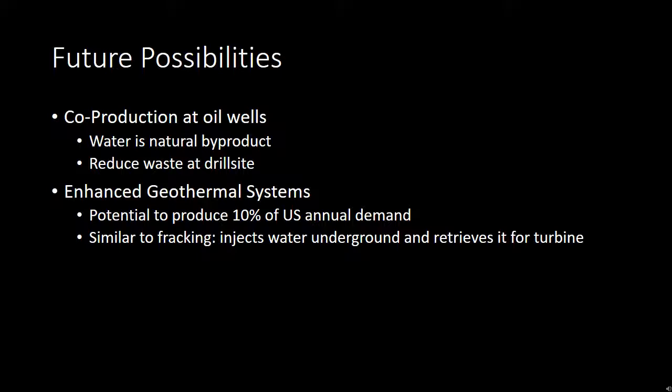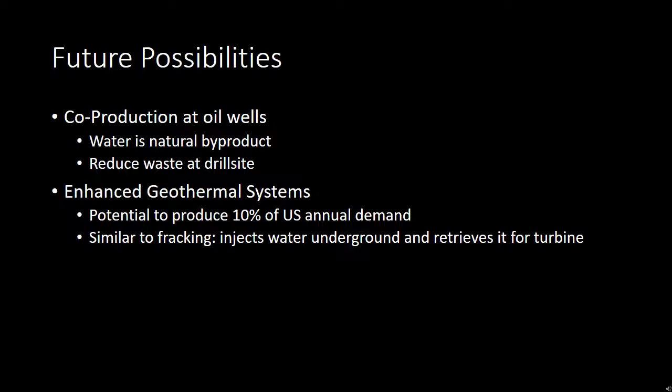There are 2 major projects for future possibilities. Co-production at oil wells is the first one. Hot water is a natural byproduct of the oil drilling process. That water is currently treated simply as waste. However, it certainly has the potential to be used in a binary cycle geothermal plant.